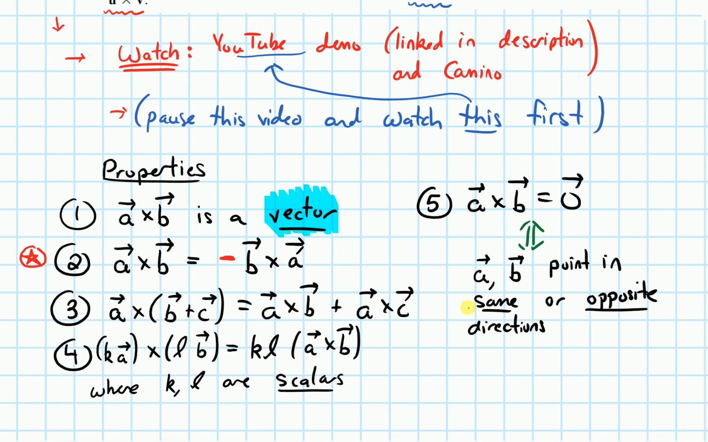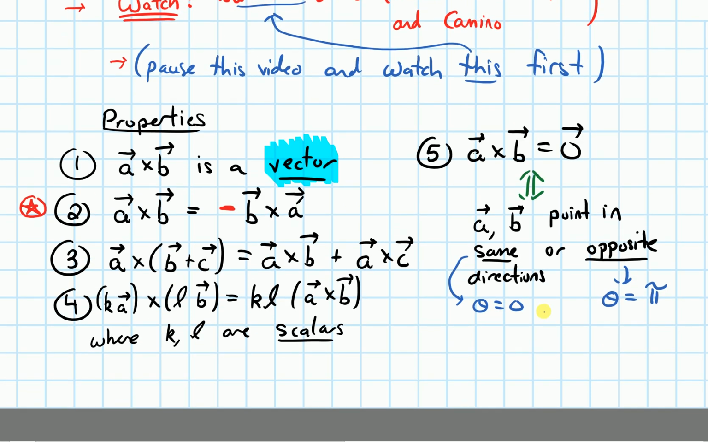And the reason why is if they're pointing in the same direction, that would mean that the angle between them was 0. If they were pointing in opposite directions, that would mean that the angle between them was pi. But in either case, whether the angle was 0 or pi, it gives us the same sine of theta. Sine of theta would be 0 for both of these. Sine of 0 is 0 and sine of pi is also 0.